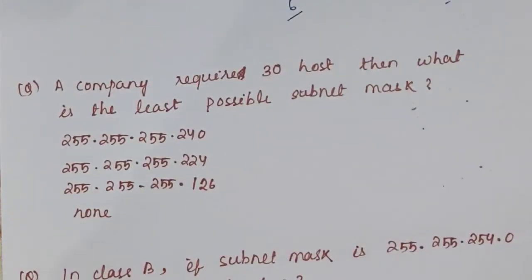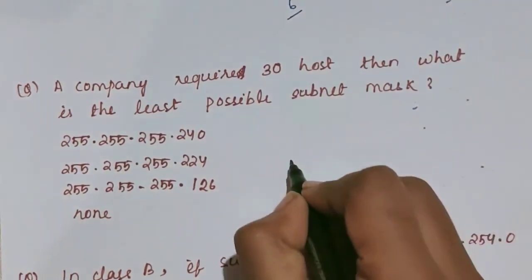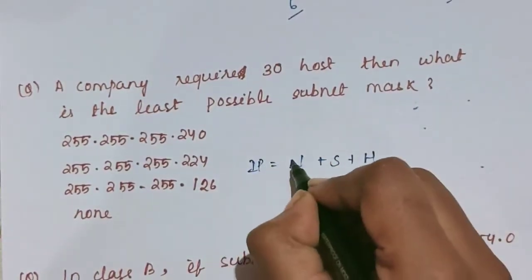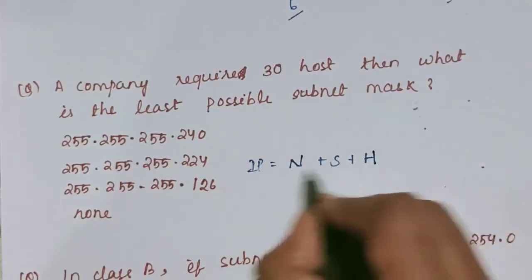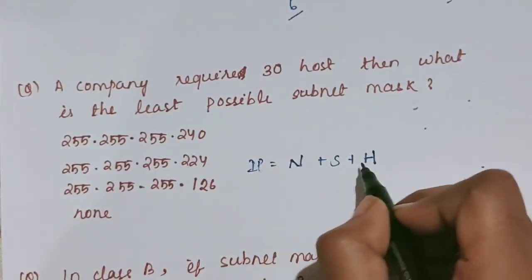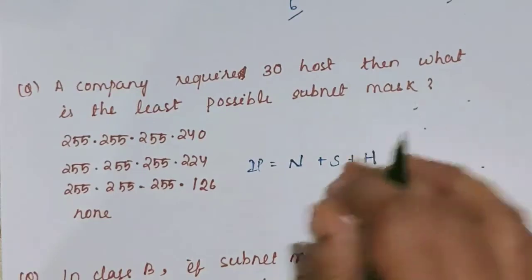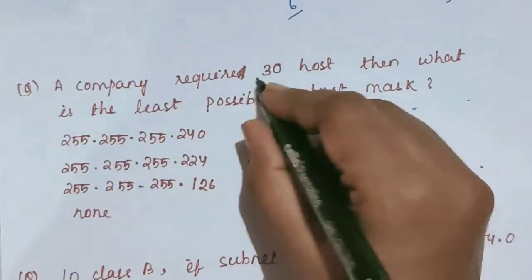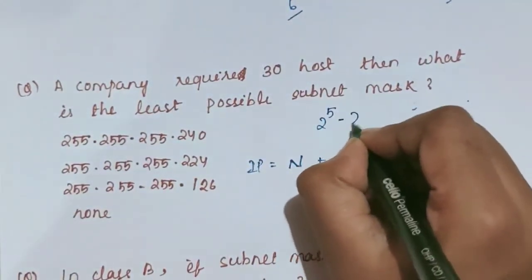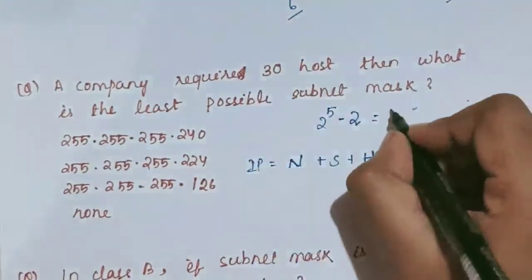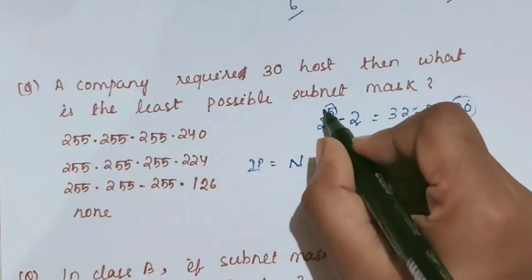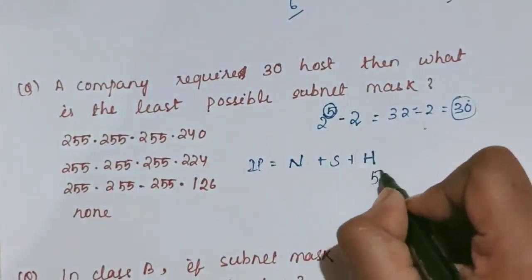A company requires 30 hosts, then what is the least possible subnet mask? One IP address contains network bits, subnet bits and host bits. This is the configuration: network, then subnet bits, which are already taken from the host, so we are making this as 3 fields. 30 hosts are needed, so we can make it 2 to the power 5 minus 2, equal to 32 minus 2, equal to 30. So for 30 we are making this as 5. So these 5 bits are nothing but host bits.